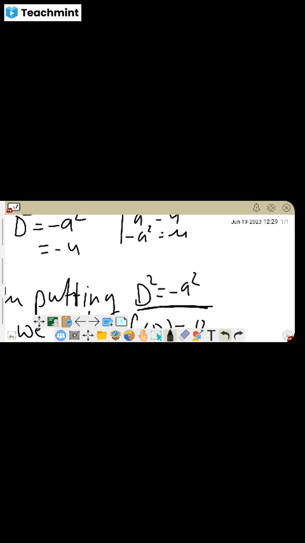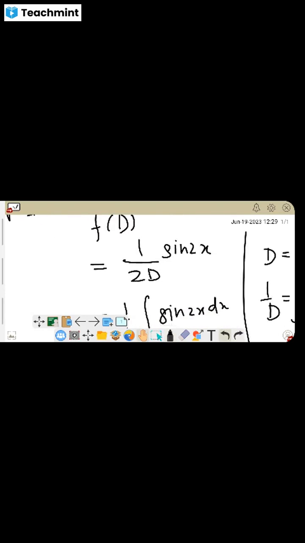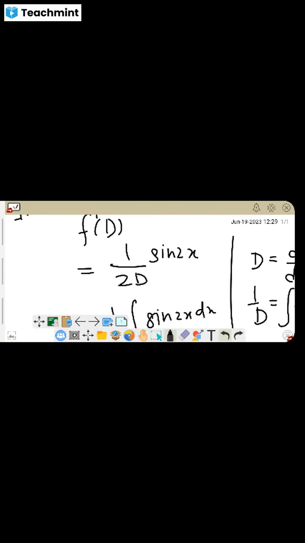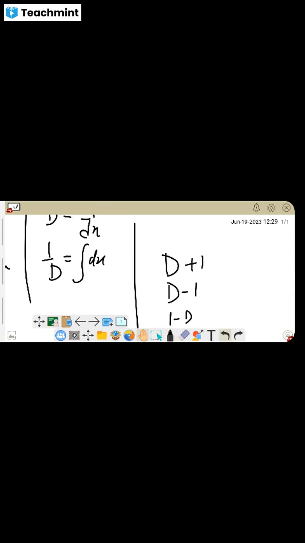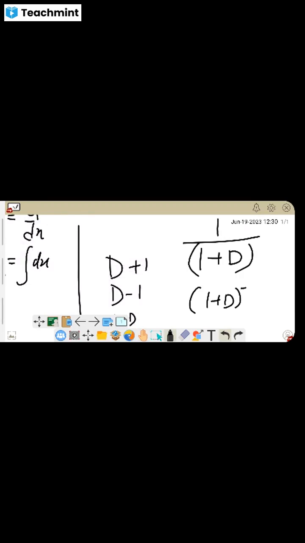When we get D, you have here a single D. If you have 1 upon D in terms of D plus 1, or D minus 1, or 1 minus D, then you can treat it as a polynomial, take it in the numerator as an inverse, and solve using that formula. If you have 1 plus D or 1 minus D in the numerator, then you can use 1 plus D inverse on sine 2x, then expand using the binomial expansion.